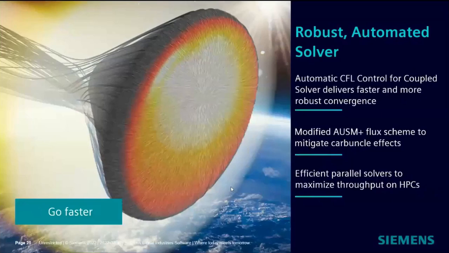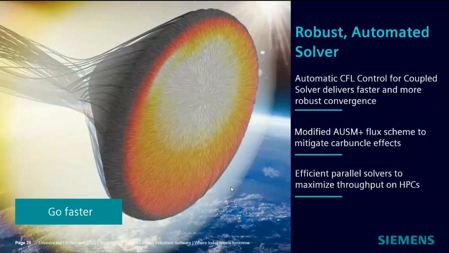The other part that's really necessary, and can be a real trick in these cases: we have models that we know are accurate, we have a good mesh, but actually being able to run it in a robust and automated way can oftentimes be what makes these hypersonic cases very difficult. The coupled solver in SimCenter Star CCM Plus has been designed with a number of features that deliver fast, robust convergence without a whole lot of messing around. You don't necessarily have to know all the details. It handles things like CFL control in order to deliver robust convergence for a wide variety of cases.